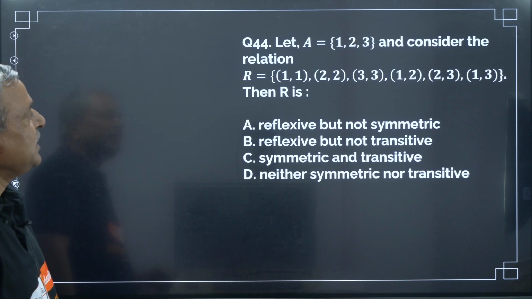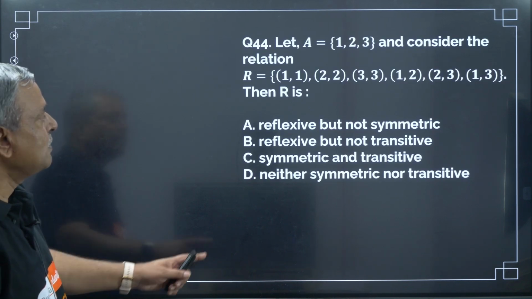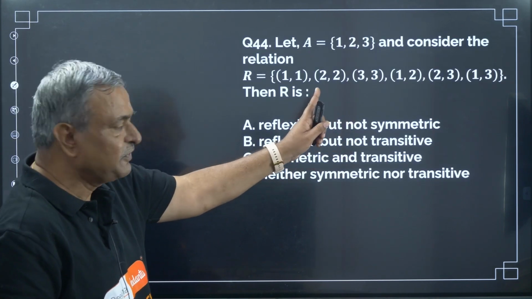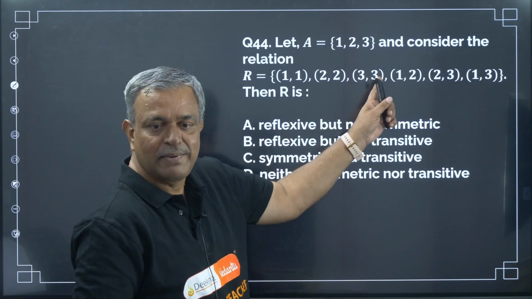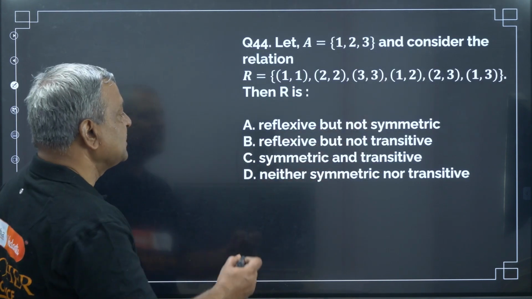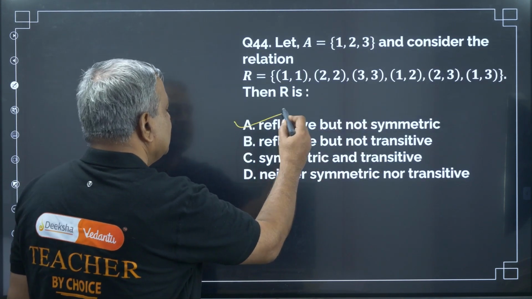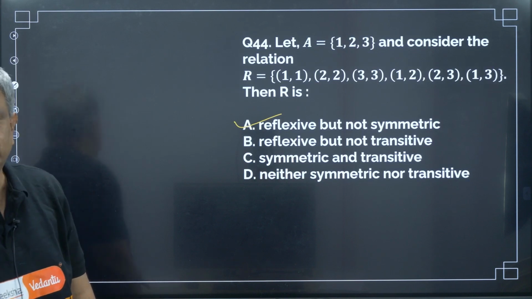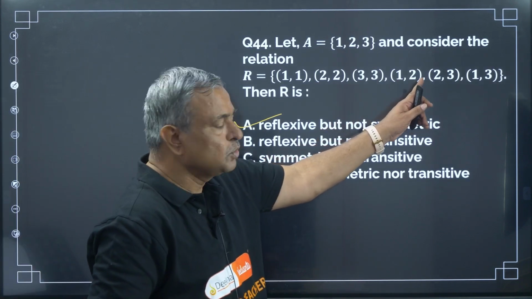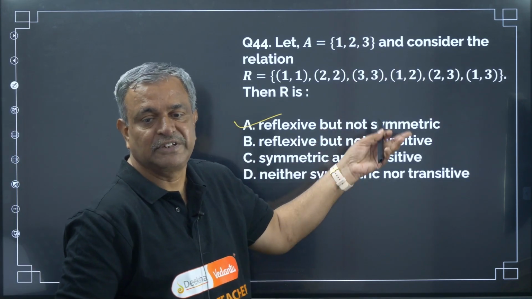This is given 1, 2, 3 and consider the relation (1,1), (2,2), (3,3), reflexive over 1, 2. (2,1) is not there, so it is not symmetric. Reflexive but not symmetric, because (1,2) is there, (2,1) is not present.